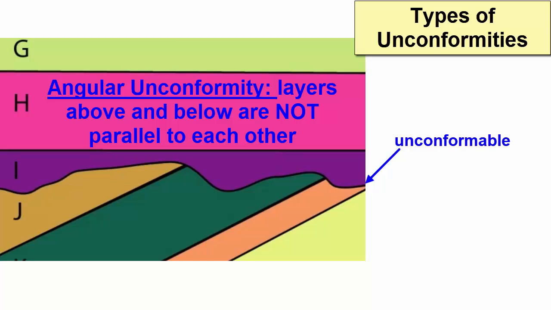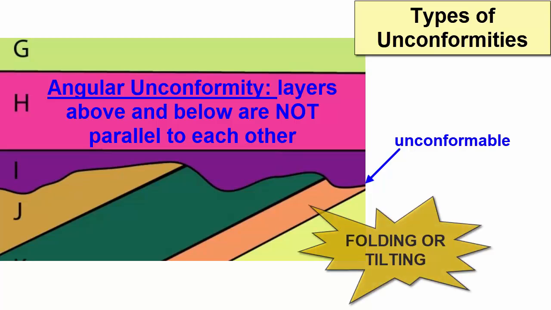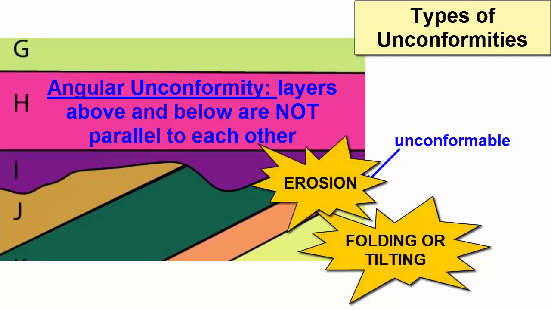Angular unconformities are unconformities where the parallel sedimentary layers or lava flows above the contact are at an angle to the parallel sedimentary layers or lava flows below. To see an angular unconformity in an area means the area was subjected to tectonic activity that caused folding or tilting before erosion and renewed deposition.